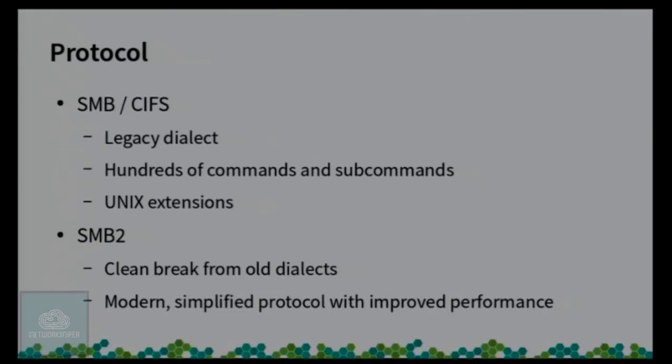The protocol itself is sort of split between the old, ancient, crufty SMB dialect, which was quite complex. It had a whole heap of commands and subcommands. It did include, at least for the Linux client side, extensions for Unix, which were quite helpful. But with Windows Vista, Microsoft made a clean break from the previous SMB dialect and brought in SMB2, which is much more simplified, at least initially. It also offered some nice things like larger I/O sizes.